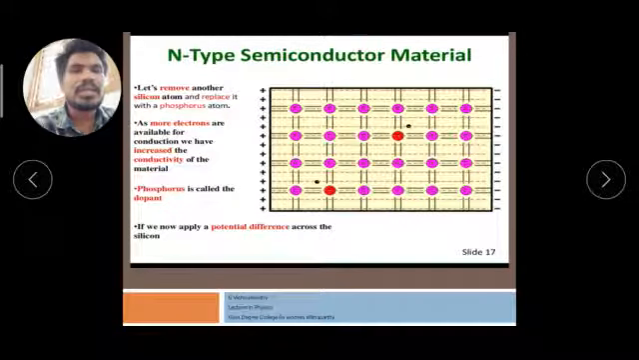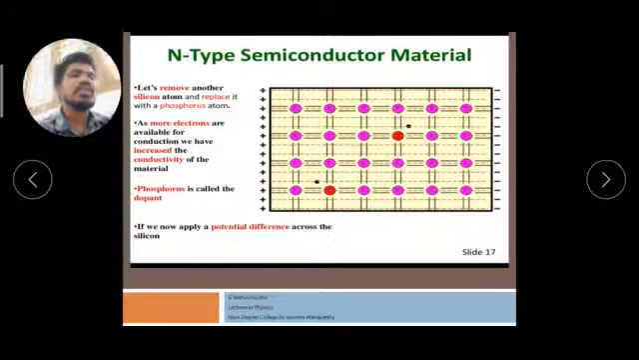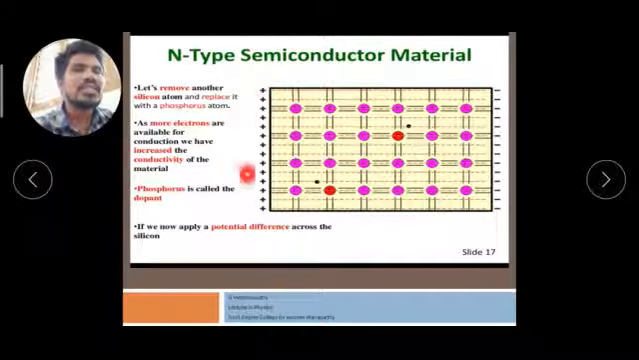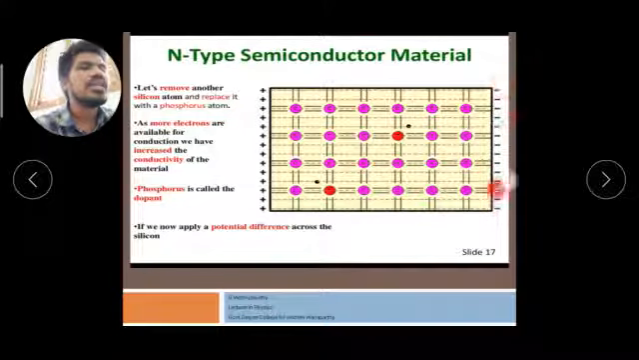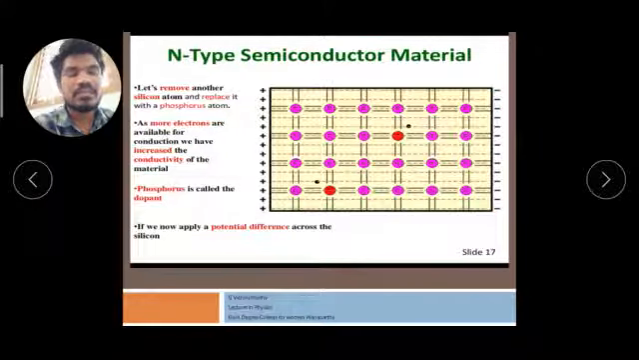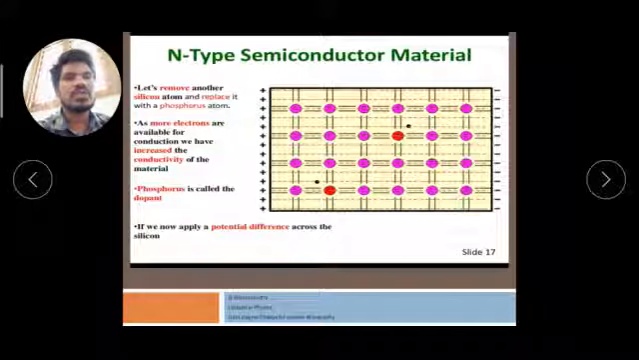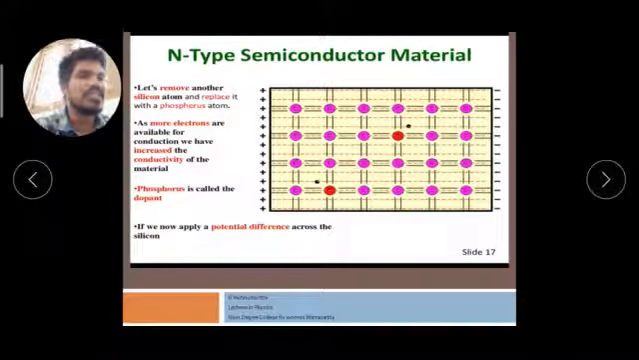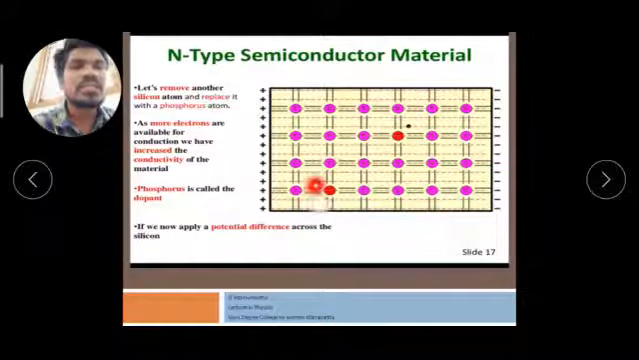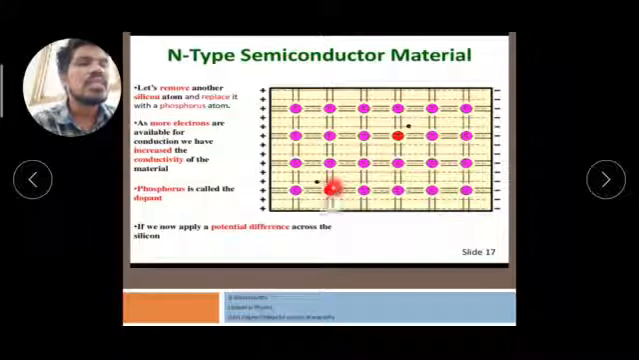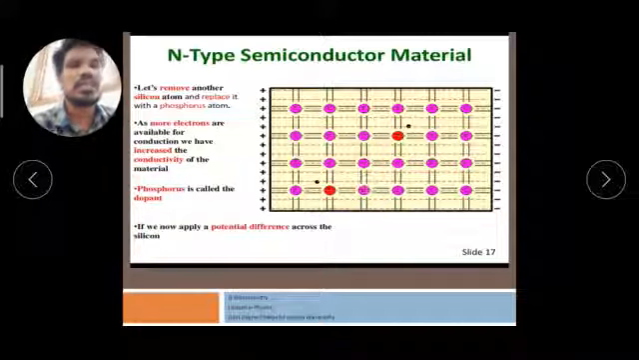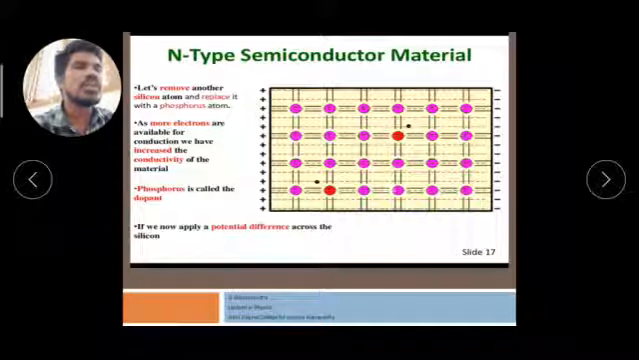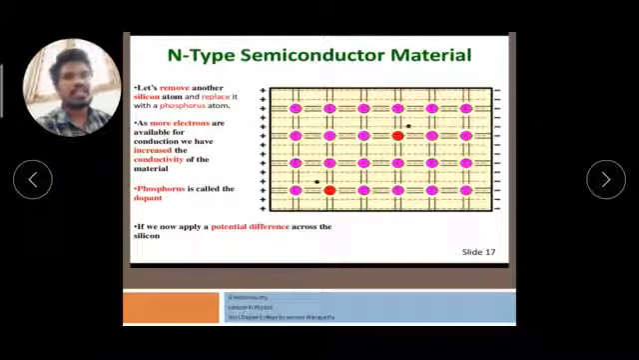If we now apply a potential difference across the silicon, then we get a positive side and a negative side. So these negatively charged electrons move towards the positive side, and the positive holes, which are minority carriers in n type material, move towards the negative side.